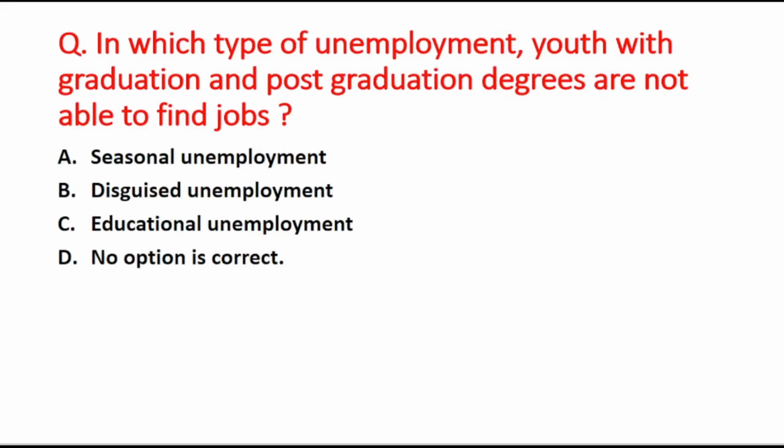Next is, in which type of unemployment youth with graduation and post-graduation degrees are not able to find jobs? A option is seasonal unemployment, B option is disguised unemployment, C option is educational unemployment, and D option is no option is correct. So the right answer is option C, that kind of unemployment is called educational unemployment.